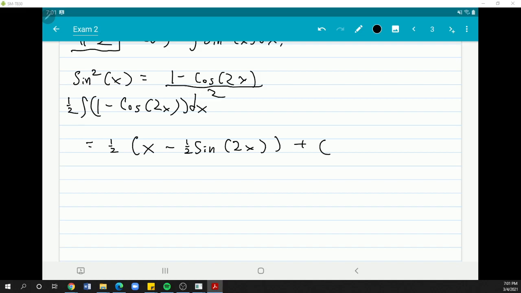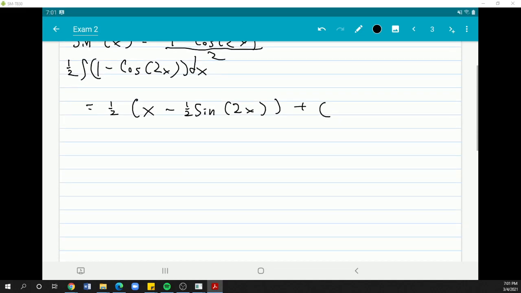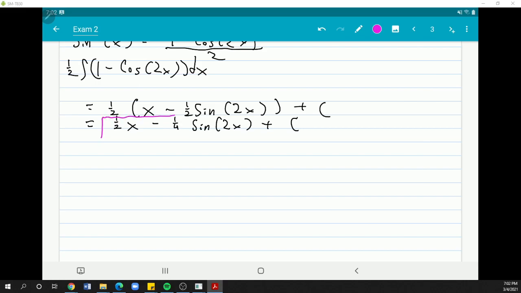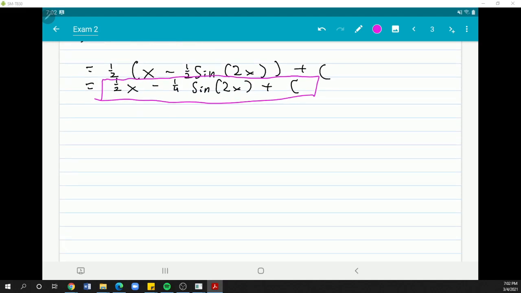Again, that's a simple u substitution where you let u be equal to 2x. And then if I expand, I get 1/2 x minus 1/4 sine of 2x, and then plus c. And that's my answer for A. So knowing those trig formulas really makes it significantly easier.